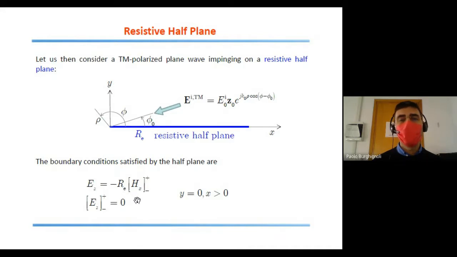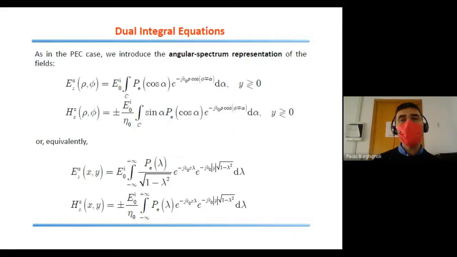Note that the field is continuous across the half plane, so there is no jump of the tangential electric field. Okay, we will solve this problem by using the same approach as in the case of a perfect conductor.